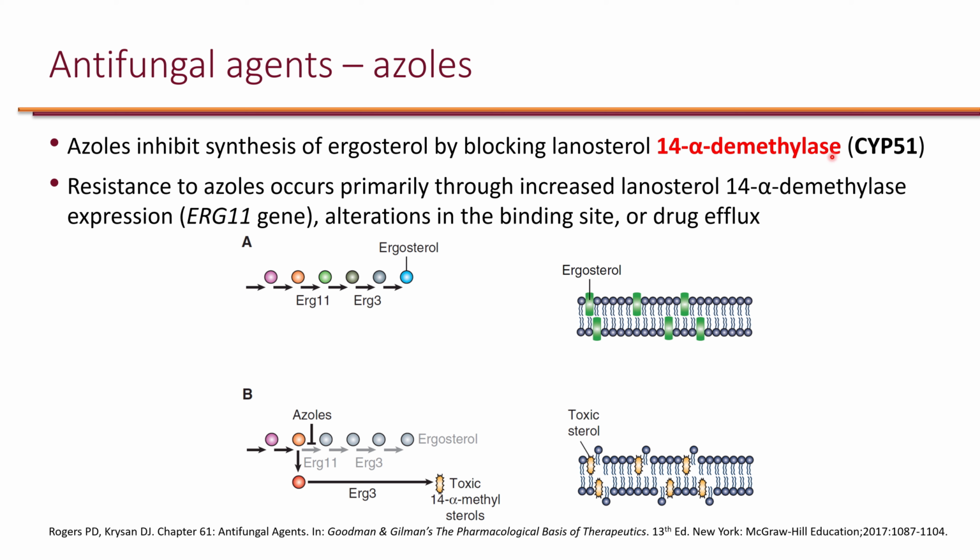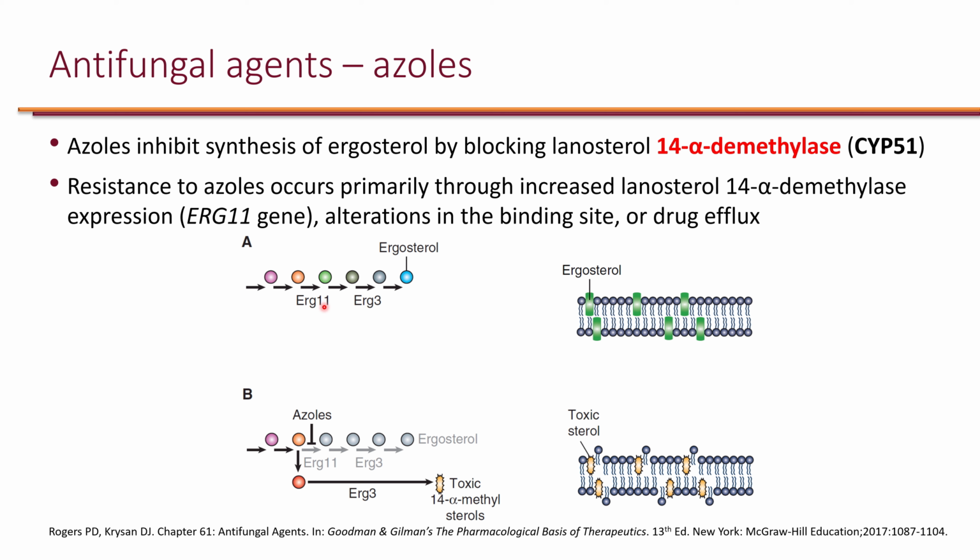So this is CYP51 in the fungal cell, and these agents act by inhibiting this enzyme. One way that resistance can occur in fungal species is primarily through increased production of this enzyme, which is a product of the ERG11 gene. They can also cause alterations in the binding site on this CYP enzyme. And of course, there can also be drug efflux pumps that will pump the azoles out of the fungal cell.